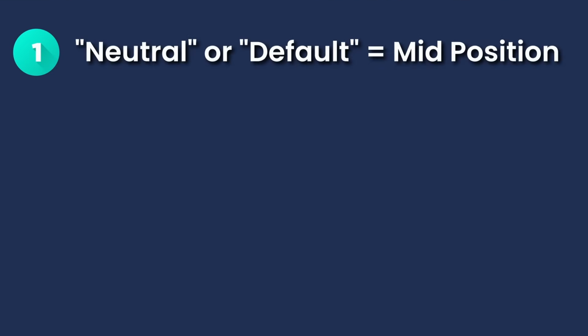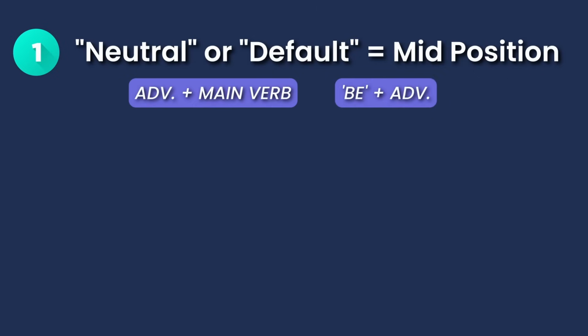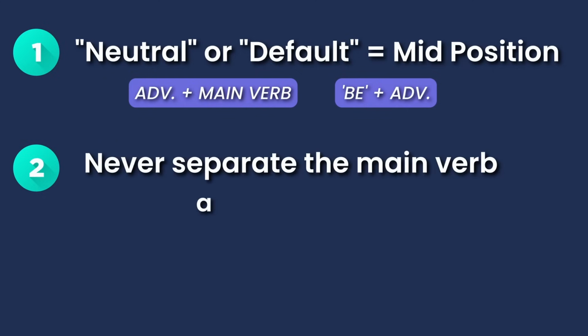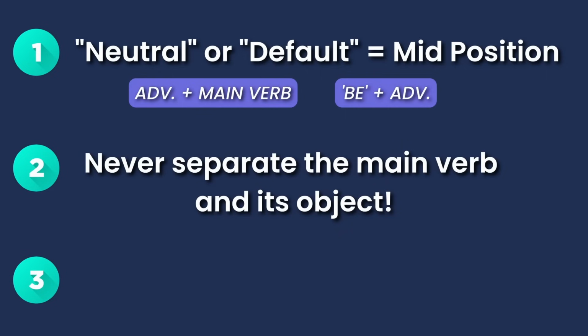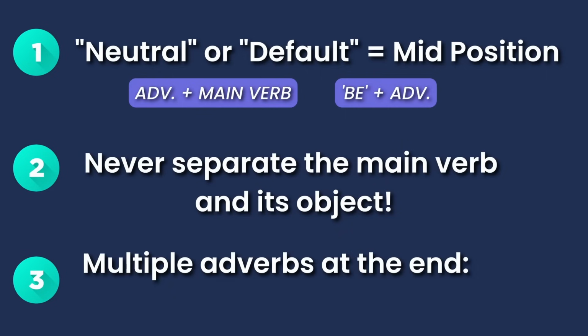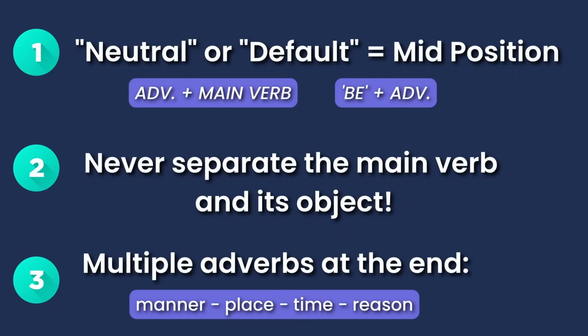Let's review our 3 rules before we take the quiz. Number 1. The neutral or default position for an adverb is the mid position, before the main verb, or after the main verb if it is be. This rule applies to most other adverbs that we don't have time to discuss today. Number 2, never separate the main verb and its object. And number 3, if there are multiple adverbs at the end of the sentence, they generally follow this order: manner, place, time, reason. I think we're ready for the quiz.